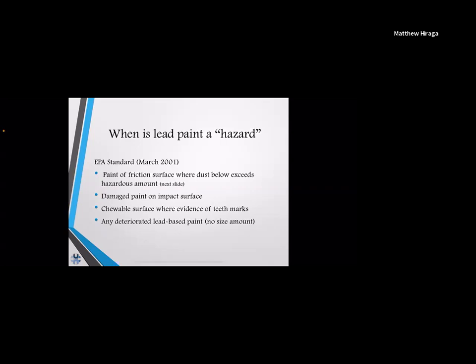Window frames, window sills. Think of that number 2 pencil. Well, what is the pencil material made of, right? It's a chewable surface that has evidence of teeth marks. Hazardous, and then any deteriorated lead-based paint in any size amount. Loose and flaky everywhere you go, that becomes a hazardous problem in the eyes of the Environmental Protection Agency.